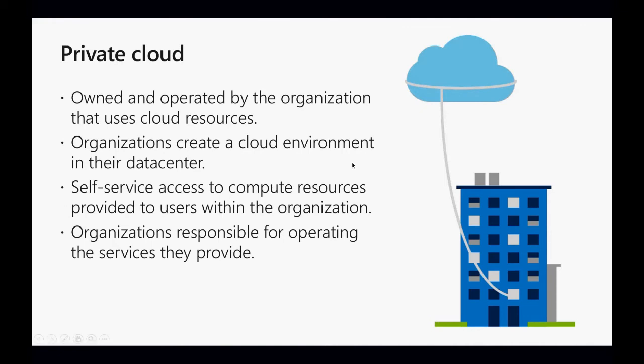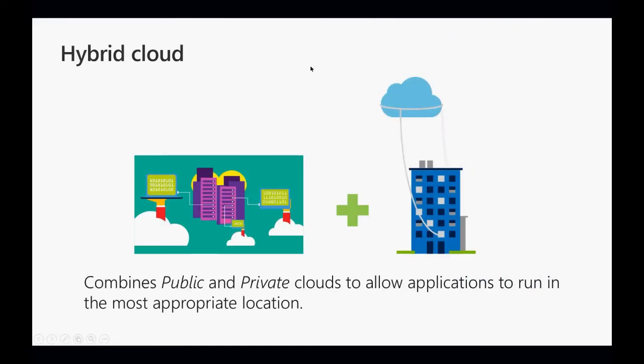So now we're going to go on to the next type of cloud. We've spoken about public and private. The next one is a combination of public and private. This is called a hybrid. It combines public and private, and it allows applications to run in the required location, depending on the customer needs. So we've now spoken about these three types of clouds.